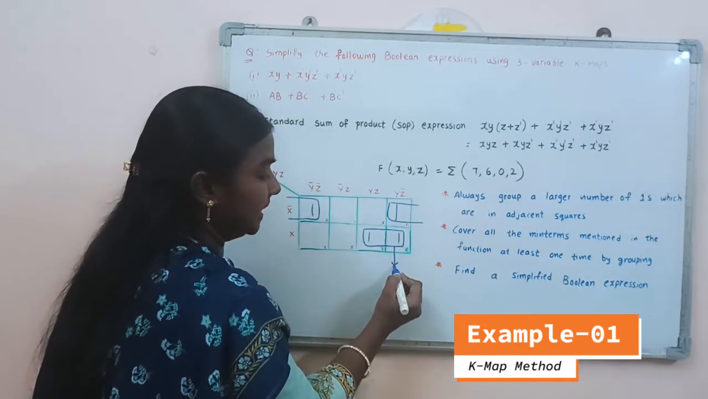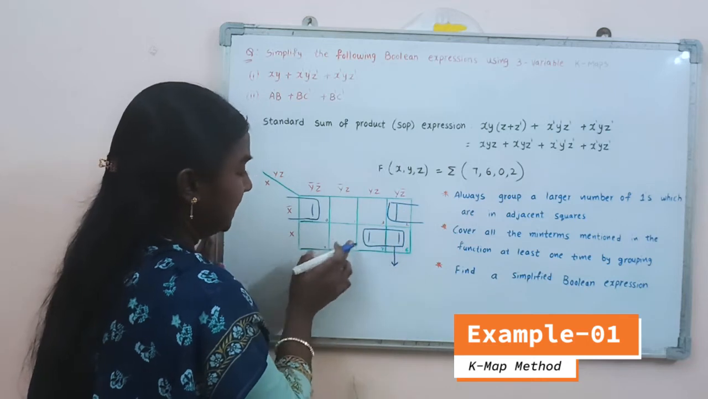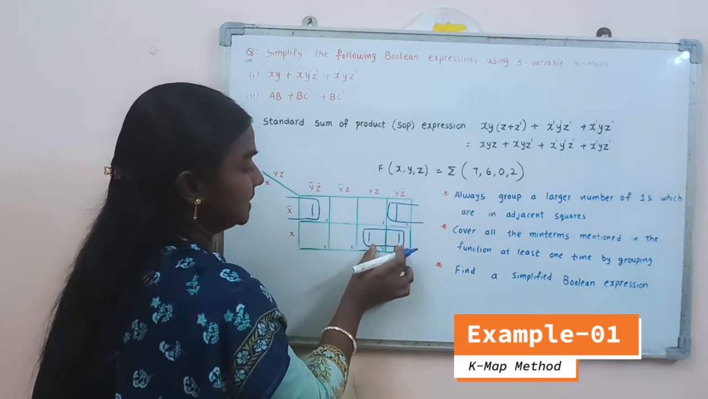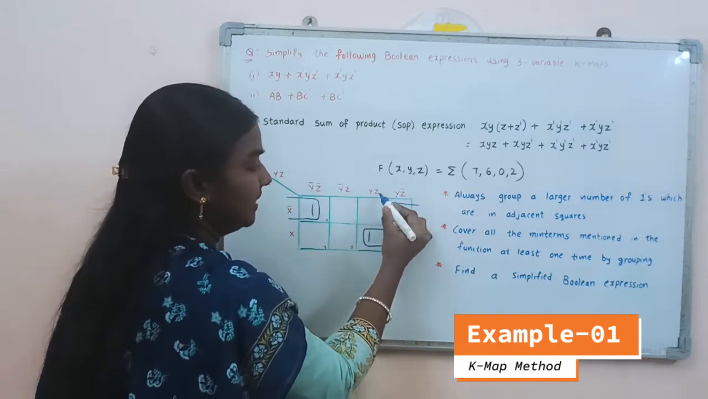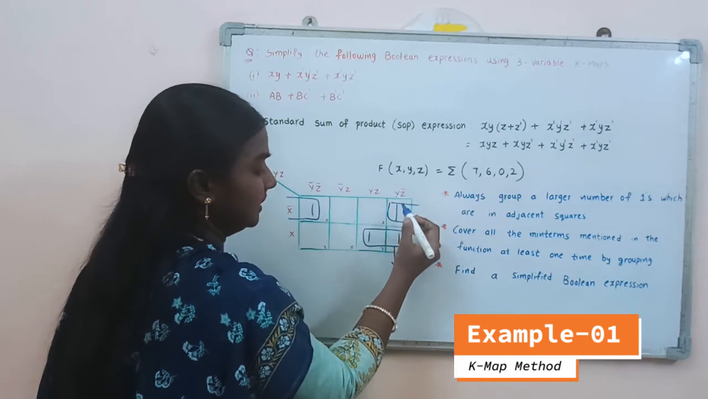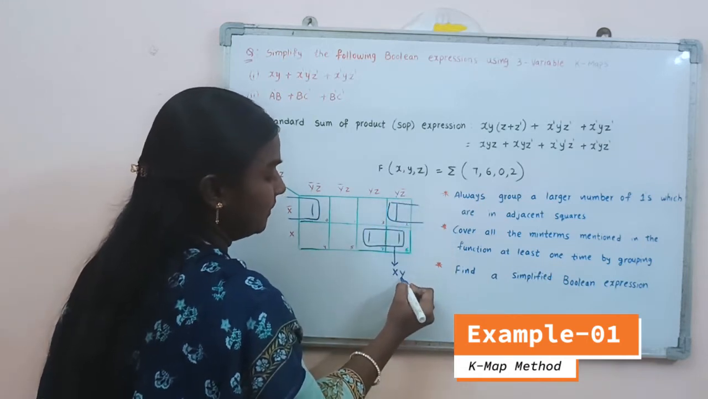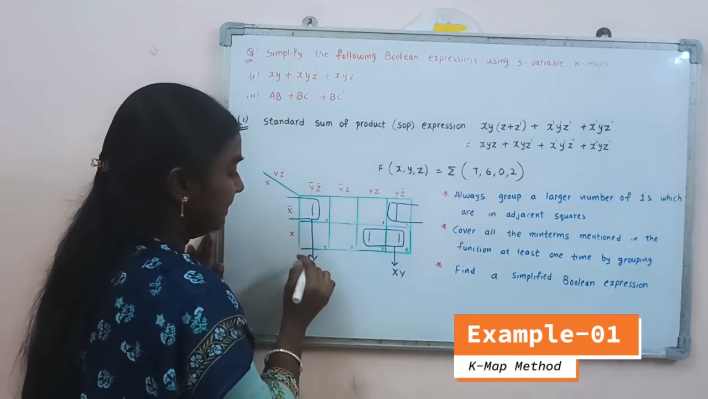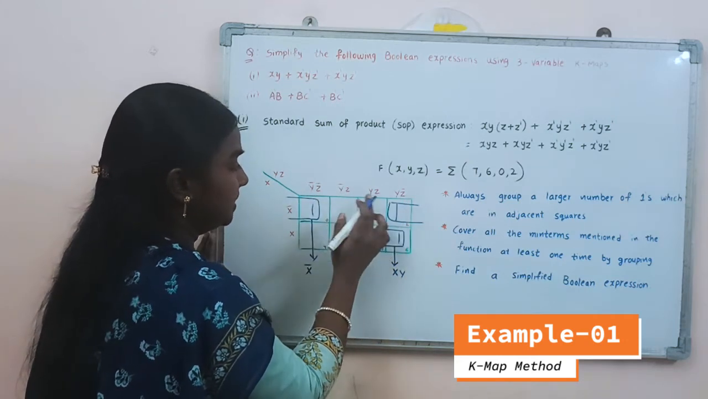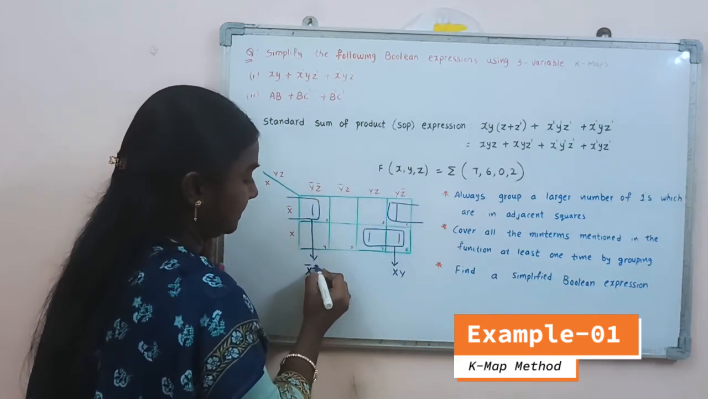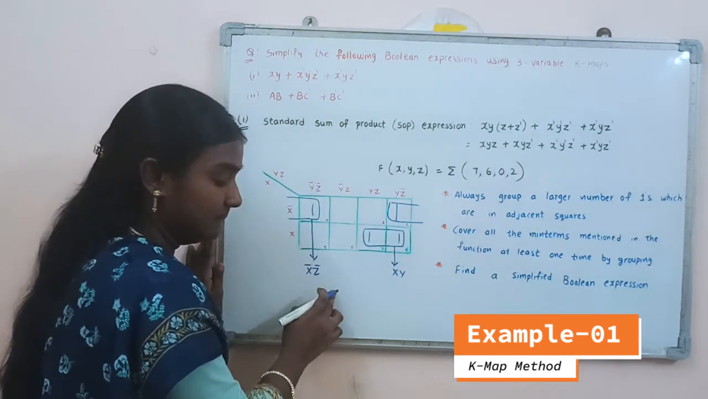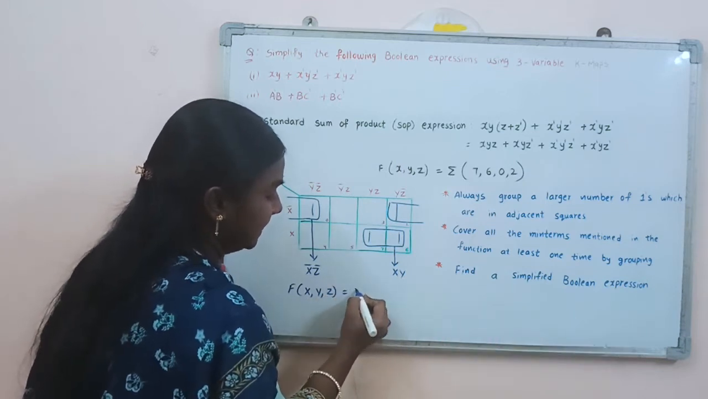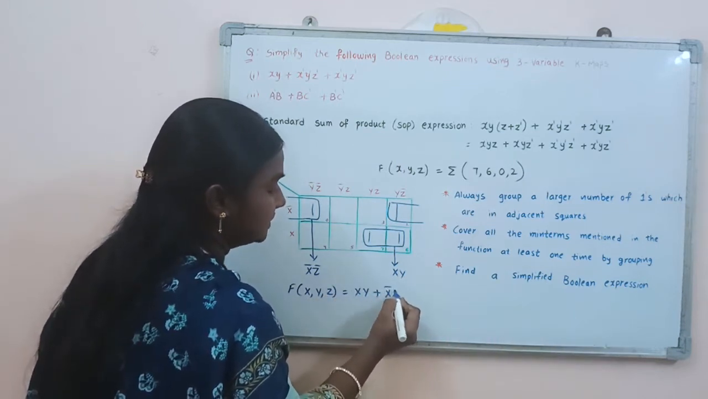And the product term we can write here. For these two ones in the second row, the variable x will be common. And these two ones are in third column and fourth column. Here y variable is common, z will be changing. So the product term will be x and y. And coming to this group, x bar will be common and y is changing. Z bar will be common. So the product term will be x bar and z bar. So the simplified expression for this first example, we can write it as x and y plus x bar and z bar.